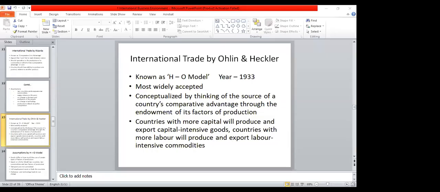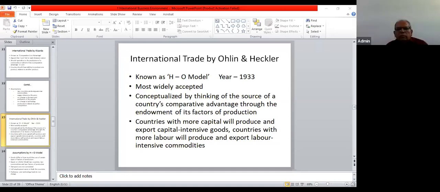Minimum labor is utilized and maximum capital is used. That is known as capital intensive goods. Whereas labor intensive goods are those goods where maximum labor is employed and minimum capital is employed. So it is labor intensive and capital intensive.